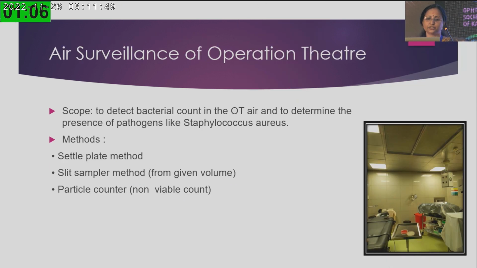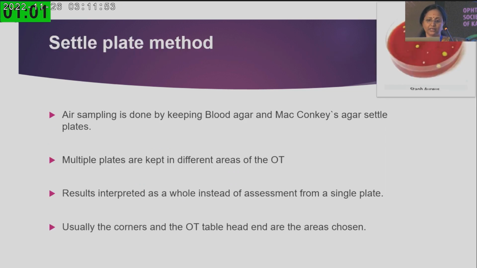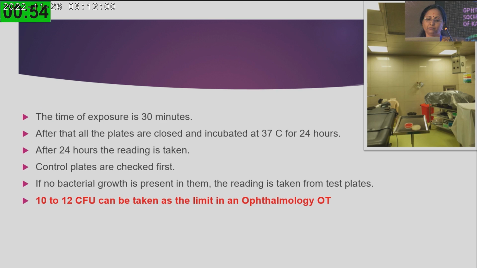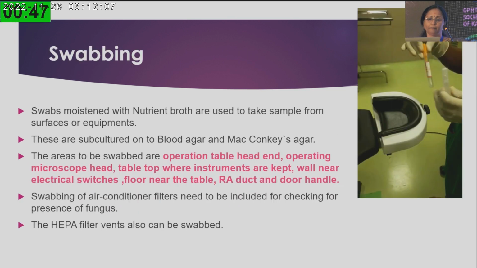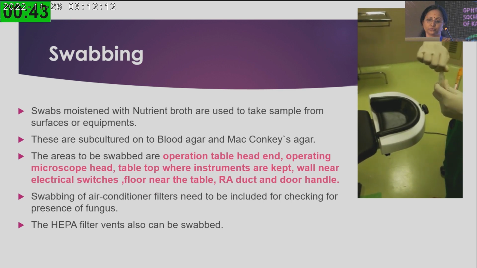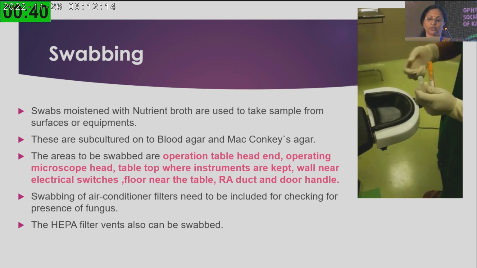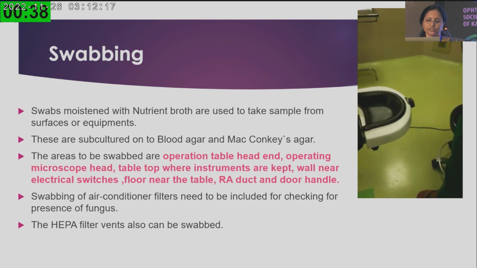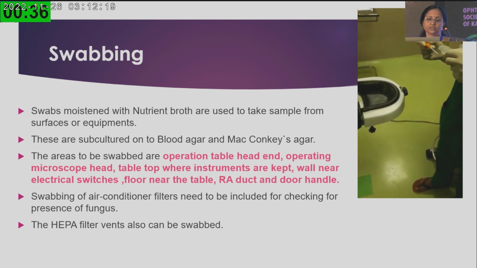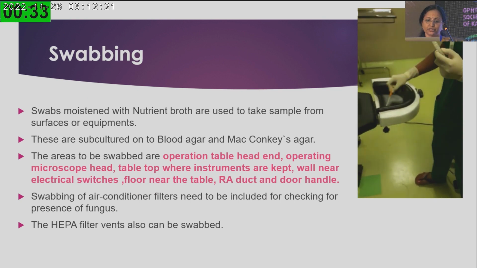And air surveillance has to be done to detect the bacterial count in the OT air. We use the settle plate method, where multiple plates are kept in different areas of the OT and results are interpreted as a whole. The time of exposure is 30 minutes. 10 to 12 colony forming units can be taken as the limit in ophthalmology OT. And always swabbing also should be done. Swabs moistened with nutrient broth or saline, or distilled water, are used to take samples from the surfaces or equipments. And the areas to be swabbed are mentioned here.